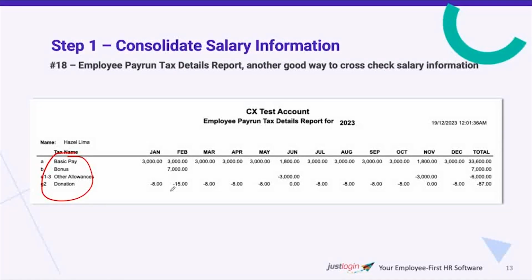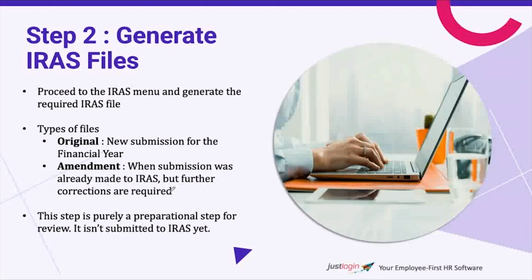Next is to generate IRAS files. Found at the Payroll module, then click the IRAS menu. 2 types of file: original for new submission, but you can generate multiple originals as long as it has not been submitted yet. And we have amendment when submission was already made, but further corrections are required. This step is purely a preparation step, and it is not yet submitted to IRAS.